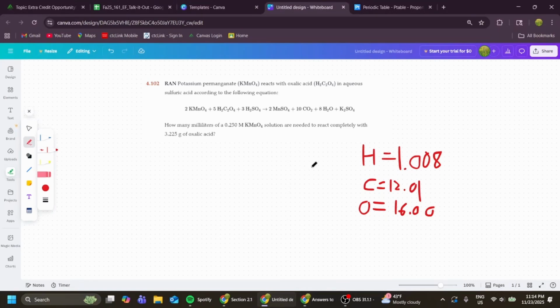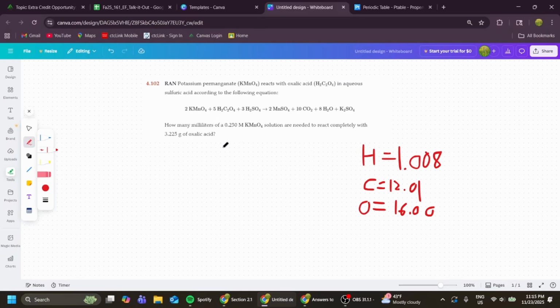To be solving this chemistry problem. Potassium permanganate reacts with oxalic acid and aqueous sulfuric acid according to the following equation. How many milliliters of 0.250 molar KMnO4 solution are needed to react completely with 3.225 grams of oxalic acid?